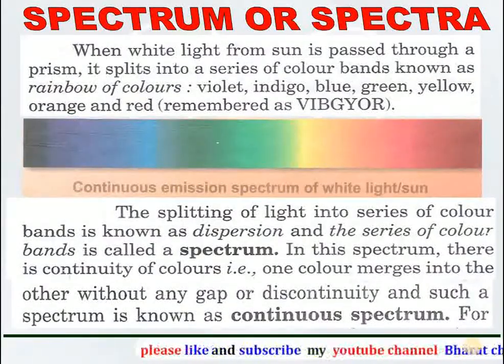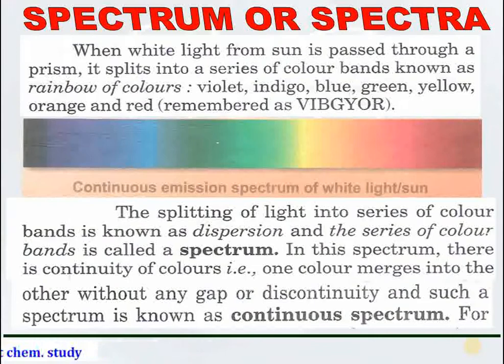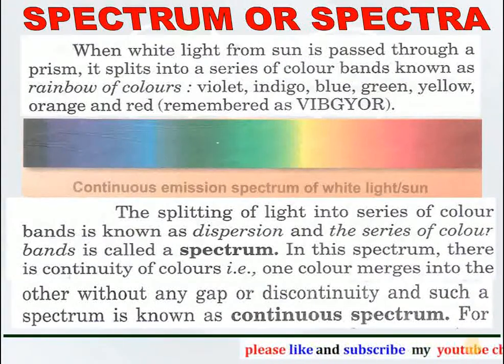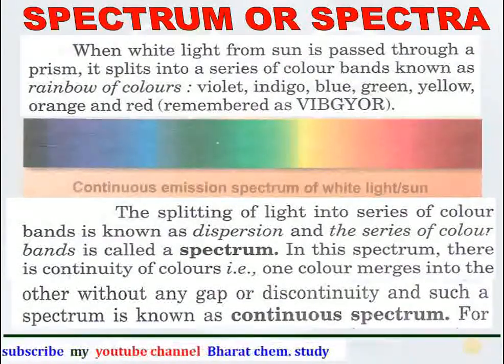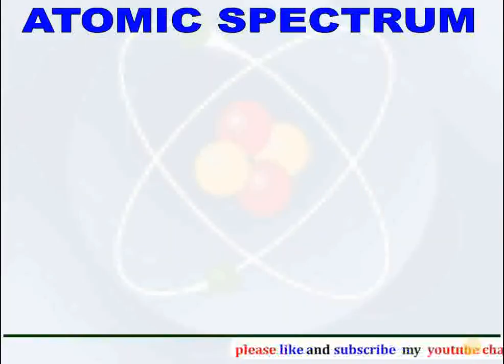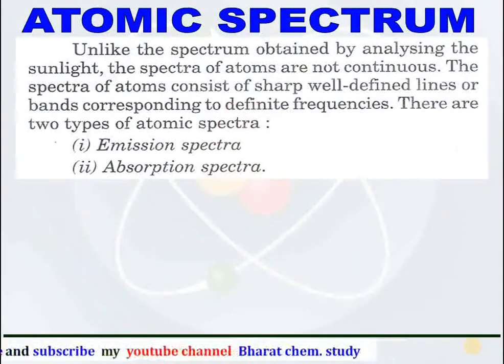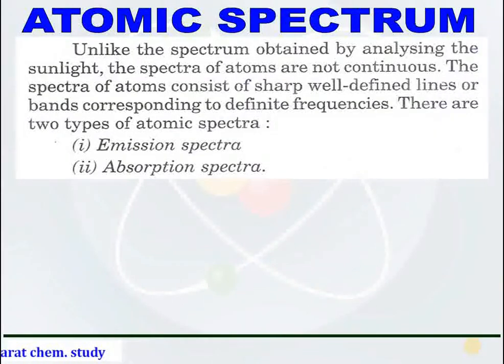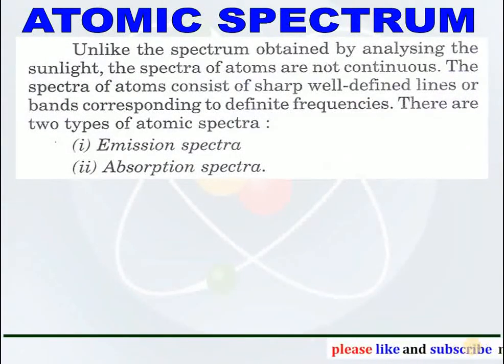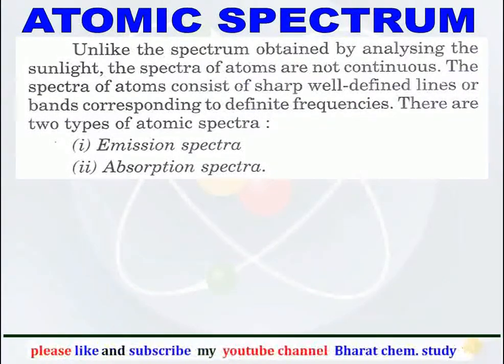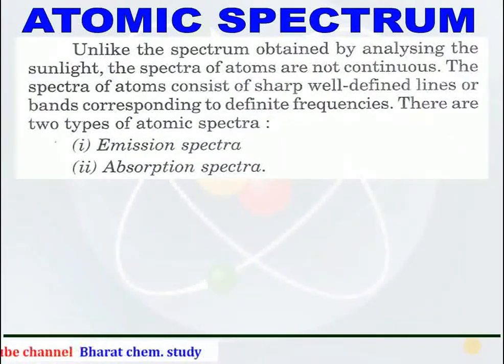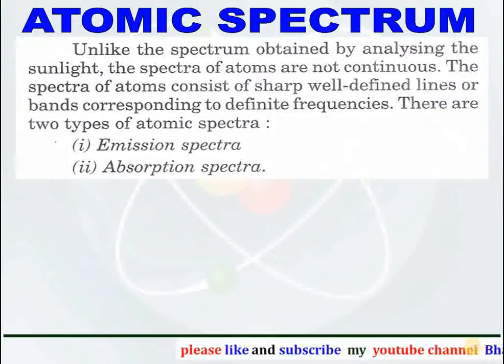The colors obtained by dispersion consist of bands which are difficult to distinguish, therefore we call it a continuous spectrum. Now atomic spectra. Unlike the spectrum obtained by analyzing sunlight, the spectra of atoms are not continuous. The spectra of atoms consist of sharp, well-defined lines or bands corresponding to definite frequencies. There are two types of atomic spectra: emission and absorption spectra. So let's study them one by one.